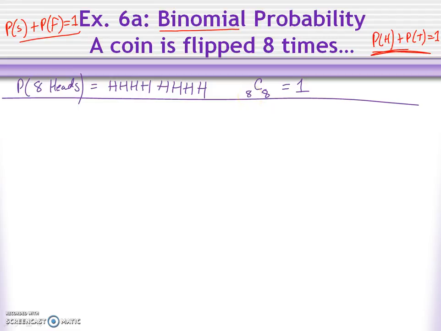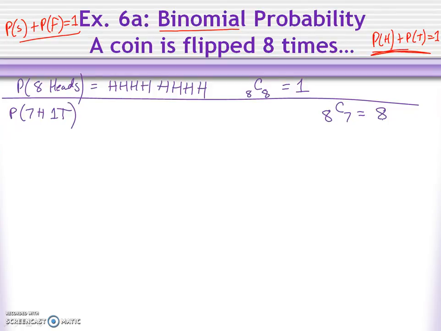So 8C8 is one possible way to get 8 heads from 8 trials. If we look at it for a second, though, if we think about the probability of getting 7 heads and 1 tail, there are 8 choose 7 ways for that to happen. In other words, there are 8 trials, and we're going to choose how to get 7 heads. 8C7 is 8, by the way.